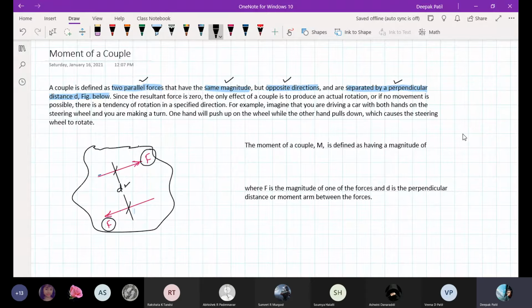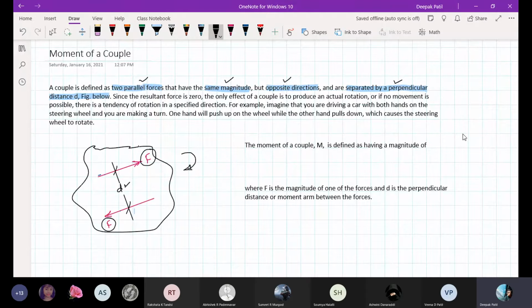Now, what is the effect of this moment of a couple? The effect of the moment of the couple on this body is only to rotate the body. In this case, since this force is in this direction and this force is in this direction, this couple will try to rotate the body in the clockwise direction. This is the effect of the couple. So based on the direction of the forces, there could be a clockwise rotation or an anti-clockwise rotation.